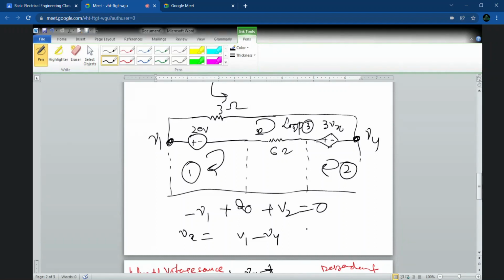Now we got the equations for loop 3 also. You can write down the equation. This is for, we can say loop 1. ठीक है? This is for loop 1.